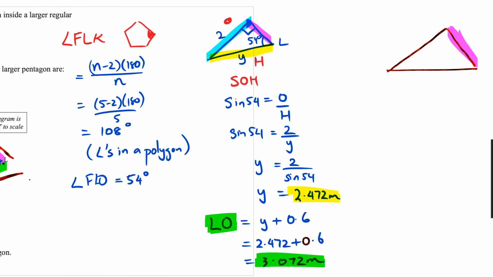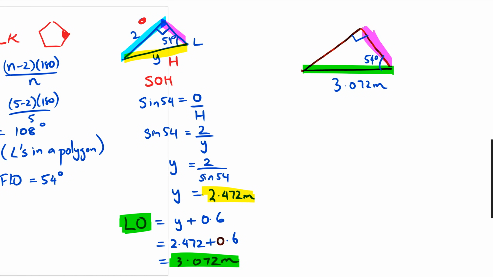So that's there. We know that this is LO, which is going to be 3.072 meters. We also know that this angle here is going to be 54 degrees. And we are trying to figure out what that purple part is, right? So then we've got adjacent and hypotenuse. So we're going to use cos rule. So we're going to get cos of 54 equals adjacent over hypotenuse. Cos of 54 equals the purple part, let's just call it A for now, divided by H, which is 3.072.